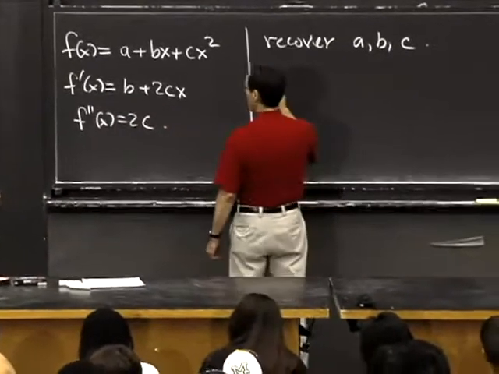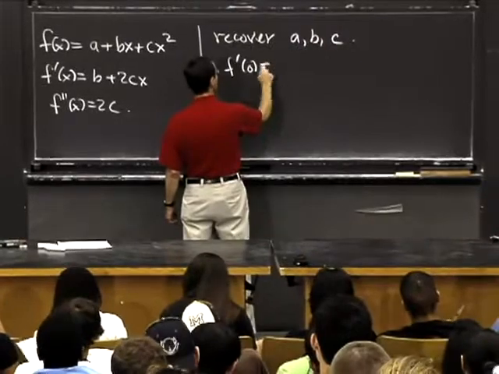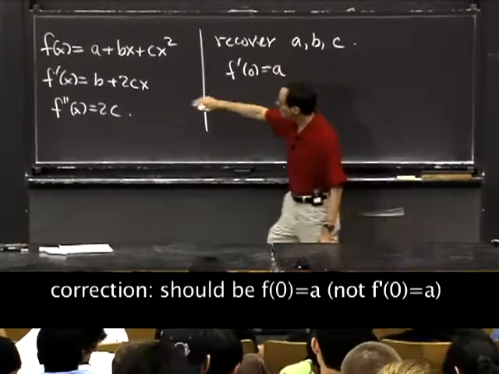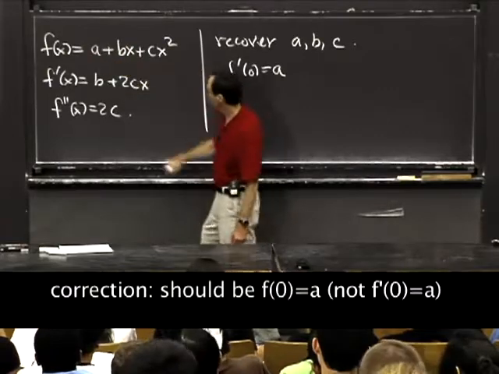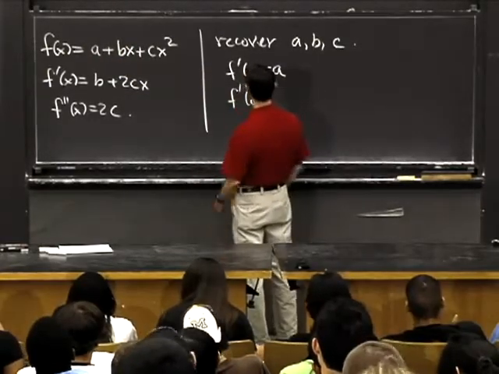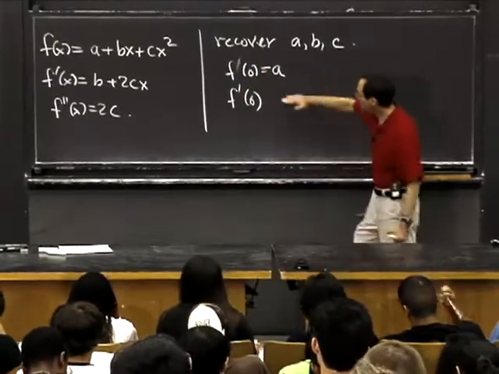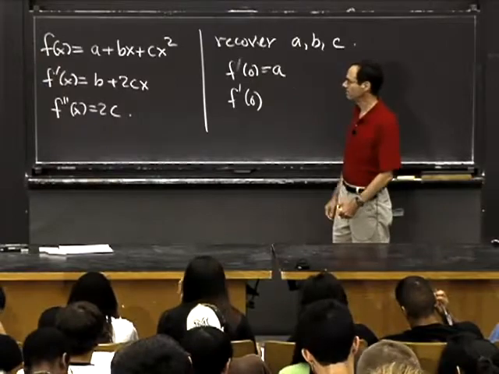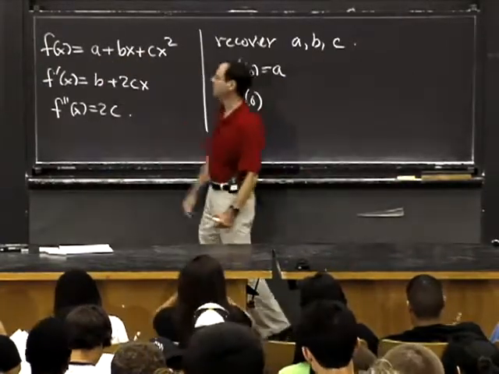So let's see. It's pretty easy, actually. F of 0 is a. That's on the nose. If you plug in x equals 0 here, these terms drop out, and you get a. And now f prime of 0, whoops, that was wrong. I wrote f prime, but what I meant was f. All right, so f of 0 is a. If I plug in x equals 0, I get a.